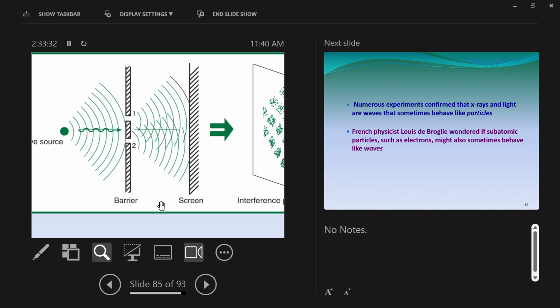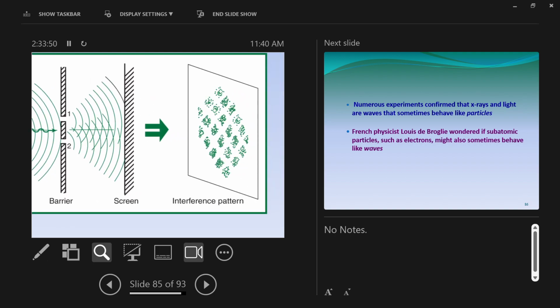Those two waves can then constructively or destructively interfere. When they run into each other and they're both positive, they make a big wave. When they run into each other and one is positive and one is negative, they destructively interfere. So on a detector, you would get this interference pattern: spots where the waves constructively interfered, making big waves, and in between those spots are openings where a positive and a negative wave come together and make nothing. So waves can interfere with each other.